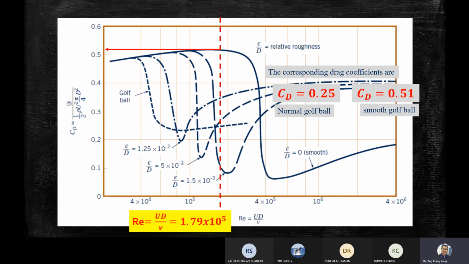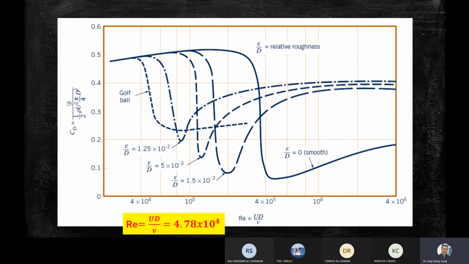Okay, agree? Just now we found what happened to the normal golf ball. And then for the smooth surface, we will continue using the smooth line and intersect with the same Reynolds number for the golf ball. Then you move to the left, you get 5 point something. Then you do the same for a tennis ball, the Reynolds number is 4 point something. So you go and find 4 point something, 10 power 4, somewhere here.